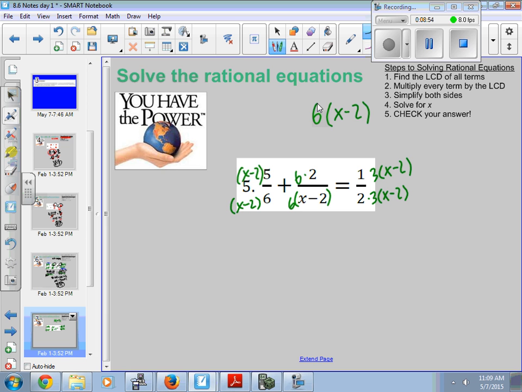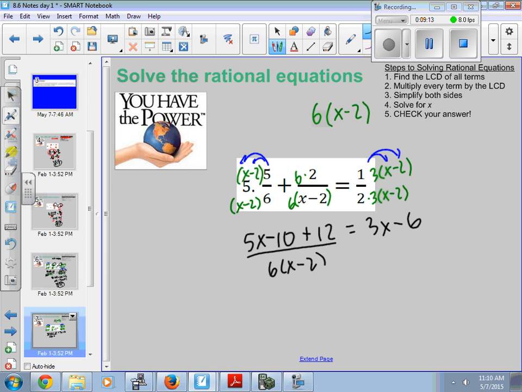All right, when we do that then, there is some distributing. We're going to have to do some distributing there. Also some distributing over here. And we get 5x minus 10 plus 12 equals 3x minus 6. And then our two denominators on both sides should be the same at this point. And so we know from the previous problems, they cancel out.